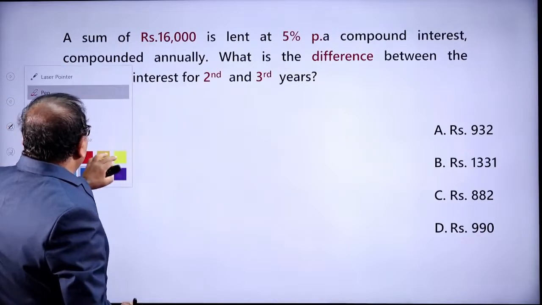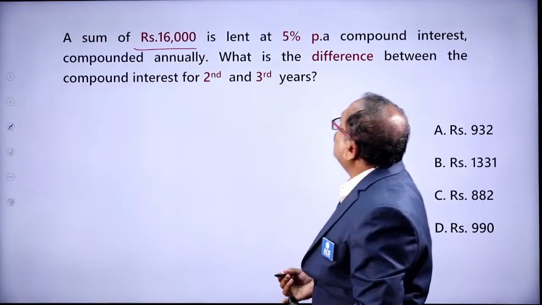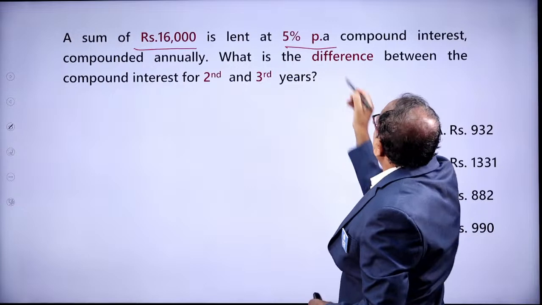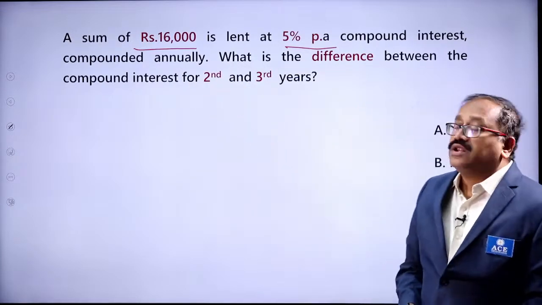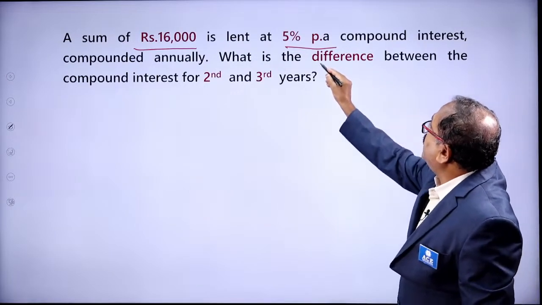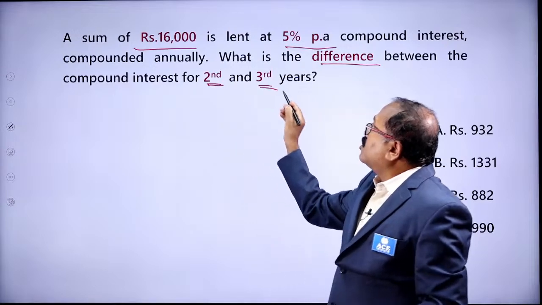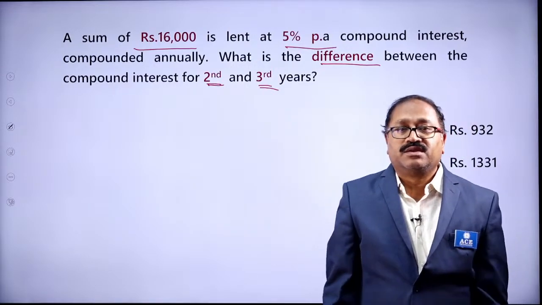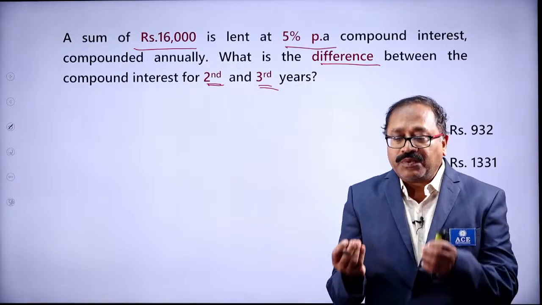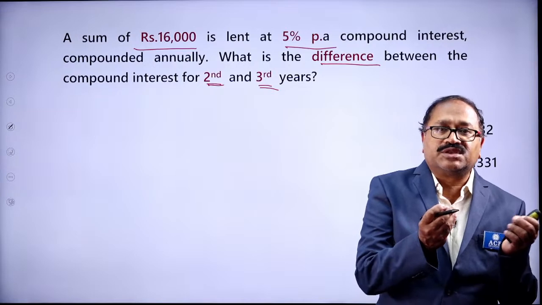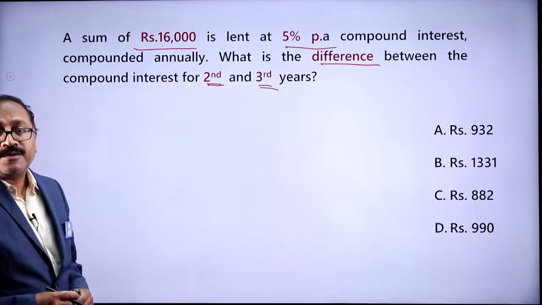In this question, it says that a sum of rupees 16,000 is lent at 5% per annum compound interest, compounded annually. What will be the difference between the compound interest of the second year and the compound interest of the third year? I need to find out the difference. This is a slightly twisted question. How do we answer this question? Let's work it out together here.